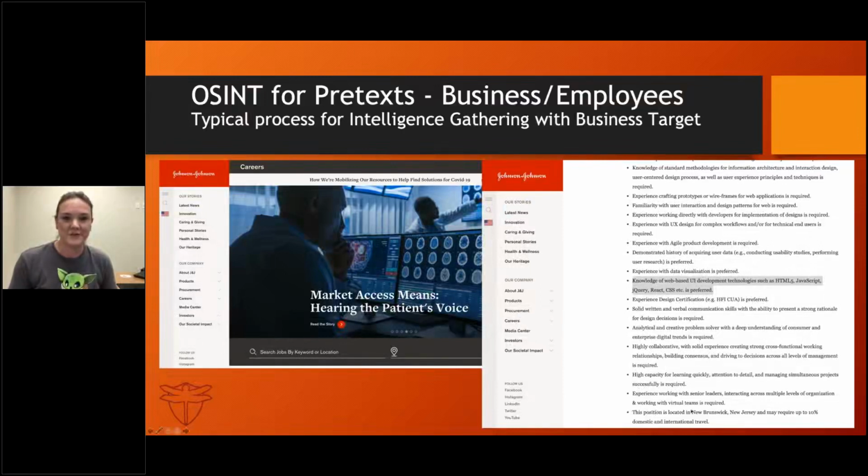I found a job, and I just wanted to point out this is actually fantastic that they said knowledge of web-based UI development technologies such as X, Y, and Z. They're not actually disclosing what they use, which is great. That's a good thing for the company. But a lot of times I find that companies will disclose the exact technology that they use, and that is not great because it gives people like you and me an edge as far as what kind of technologies they use and the platforms that they're on.